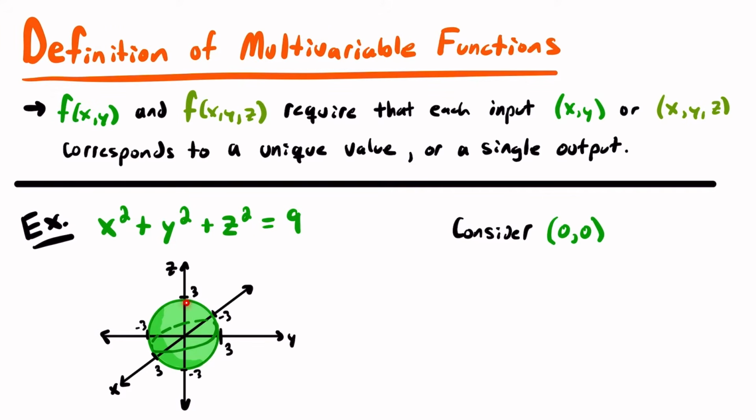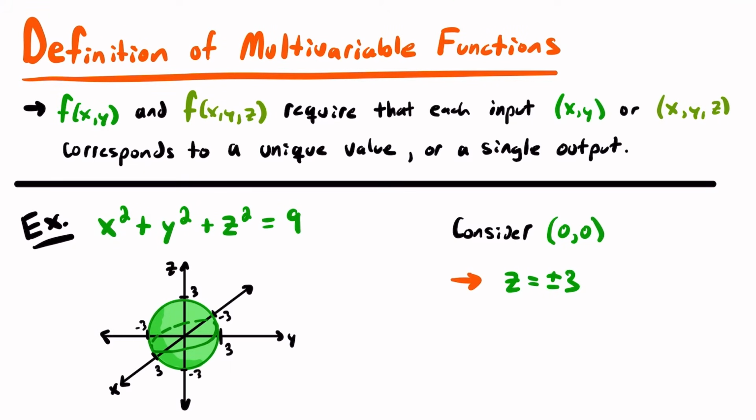They correspond to this point up here, where the z coordinate is 3, and it also corresponds to this point down here, where the z coordinate is -3. In other words, there are 2 different outputs for a single input of 0, 0 for x and y. 0, 0 results in z equal to plus or minus 3, the points at the top and bottom of the sphere. And so what that means is that this entire sphere could not be represented by a single multivariable function.